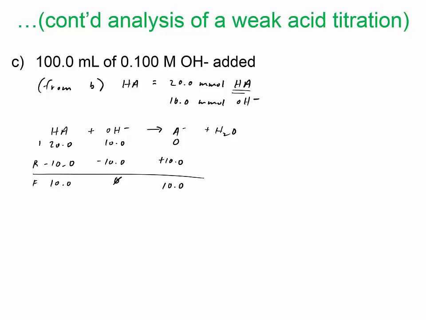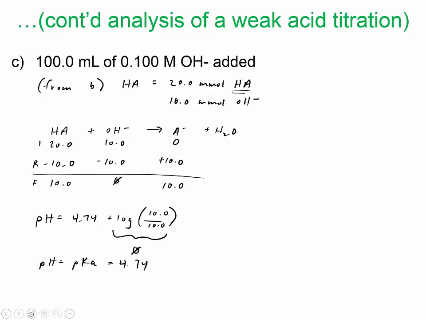So at point C, we are at what's called the halfway point. So the pH is the pKa, 4.74, plus the log of 10 over 10. So this part right here is 0. So pH equals pKa, which equals 4.74. And this has a special name. This is called the halfway point.